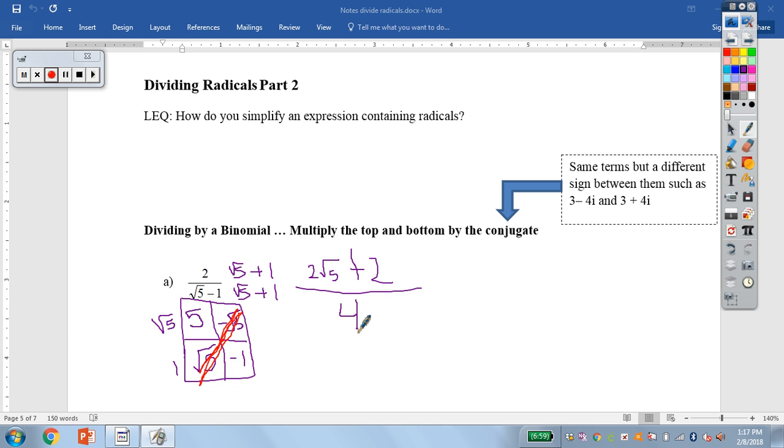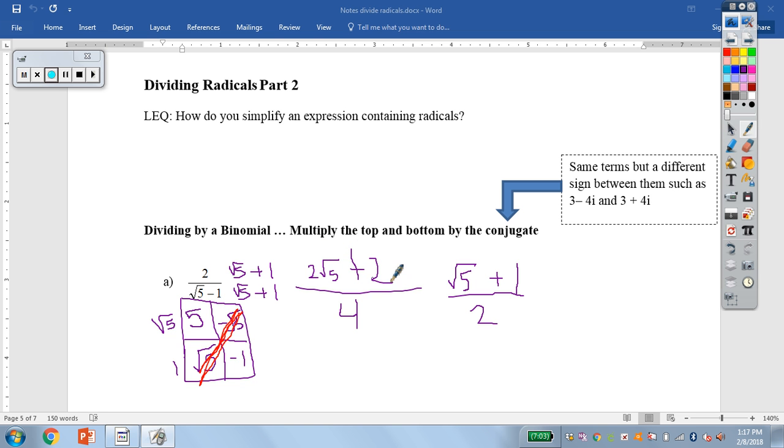Now, just like before, we need to check to see if we can simplify. So can we tree down this root? No. Can we look at all of our regular numbers? Are all of them divisible by the same thing? Well, between 2, 2, and 4, they are all divisible by 2, so we can simplify down by 2. 2 divided by 2 is 1, so we have 1 root 5, plus 2 divided by 2 is 1, and on the bottom, 4 divided by 2 is 2.